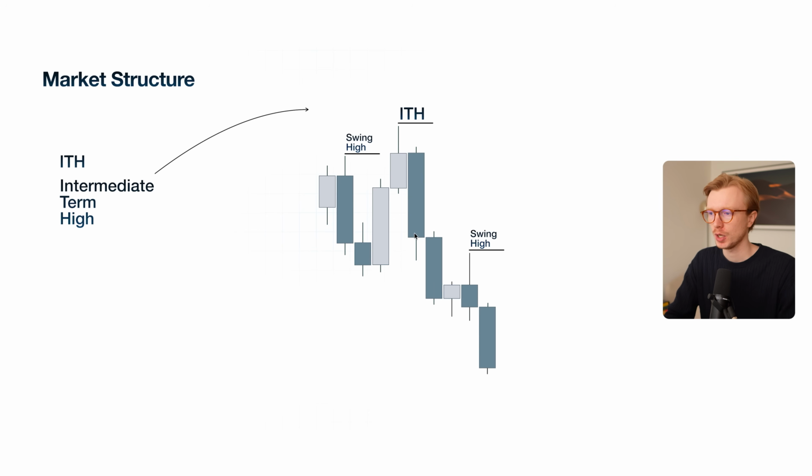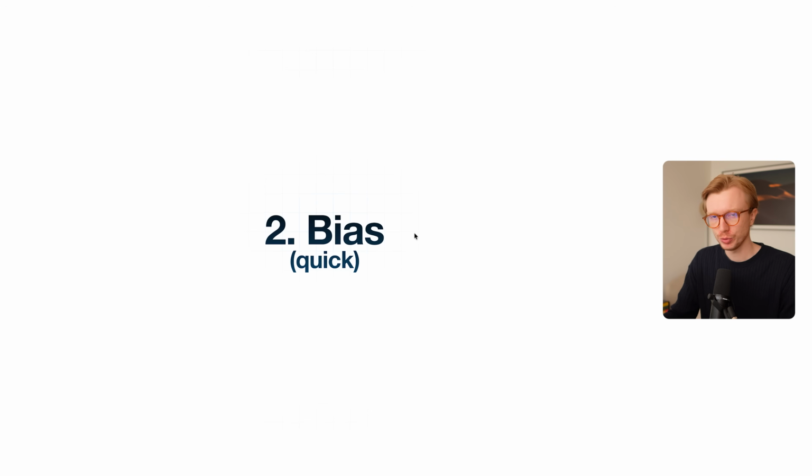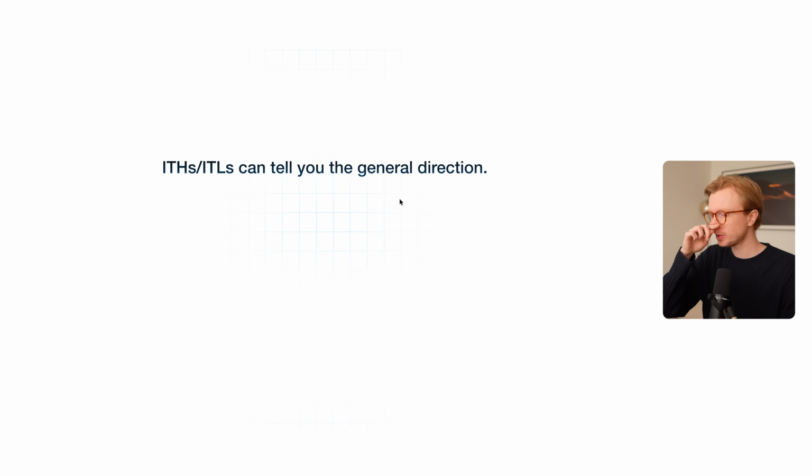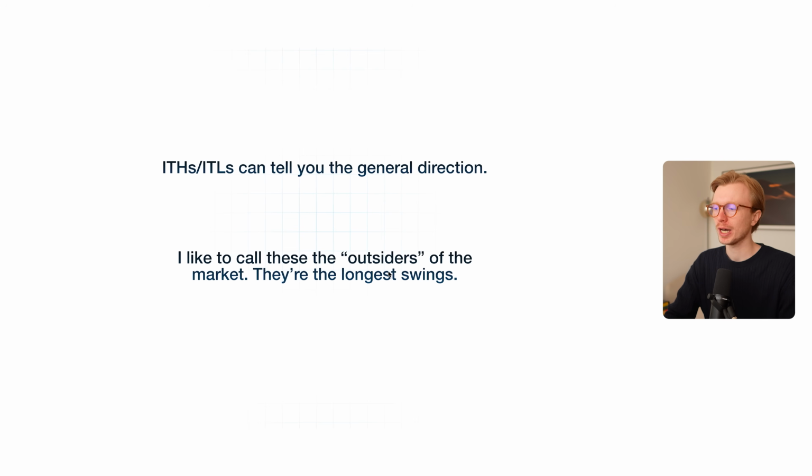What can they tell us? This is where we're going to dive into number 2, the bias, the direction. We're going to quickly dive into it because everything after, in my opinion, is a lot more exciting. Intermediate highs and intermediate lows can tell you the general direction. So if we want to be bullish and if we want to be bearish, or even if we are consolidating as well. I like to call these the outsiders of the market.